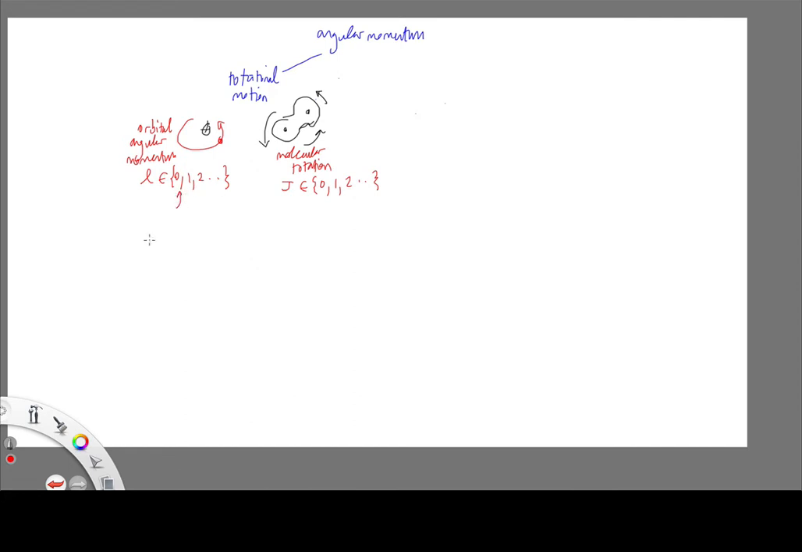So we know, for example, that if L is 0, the electron is in an s orbital, L is 1, an electron is in a p orbital, L is 2, an electron is in a d orbital, and so on. And the electron can have any one of these states depending on its state of motion.